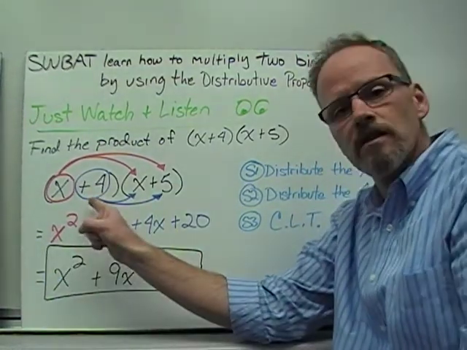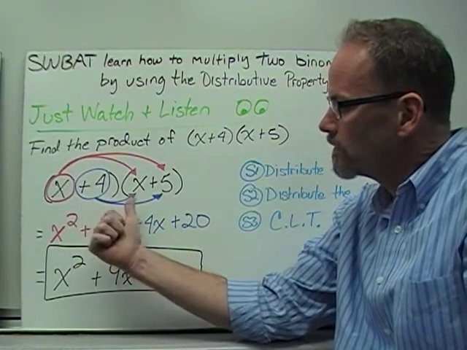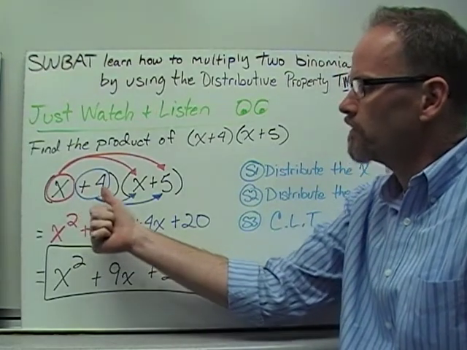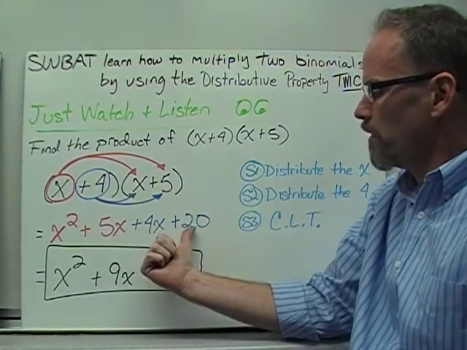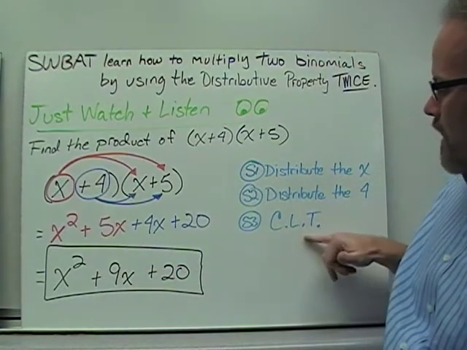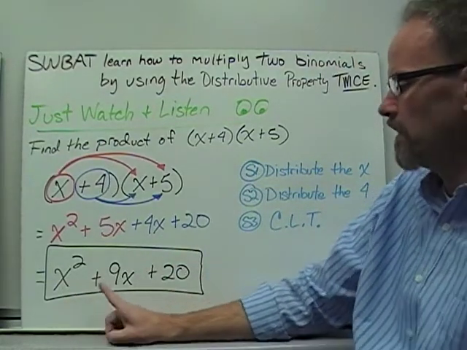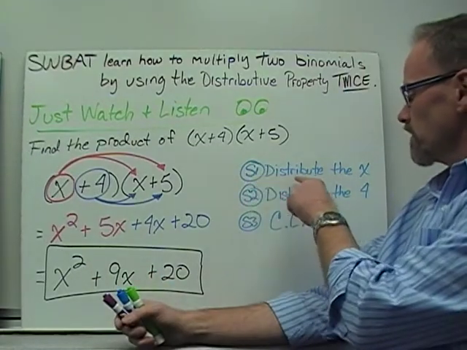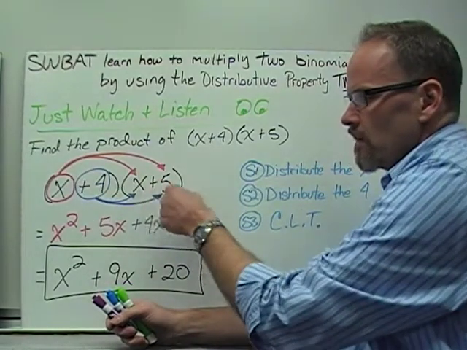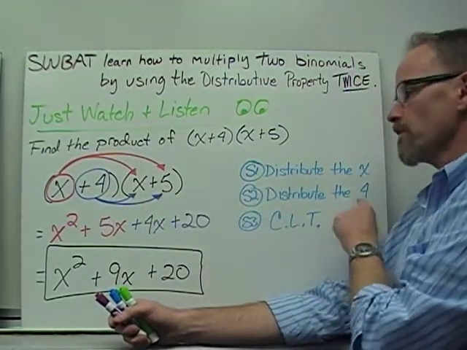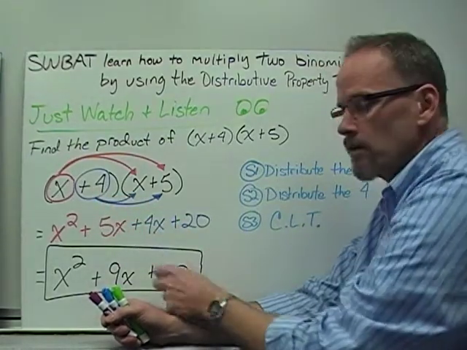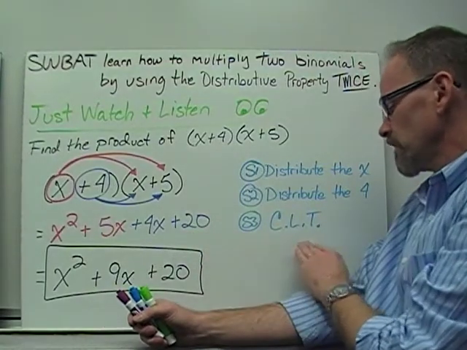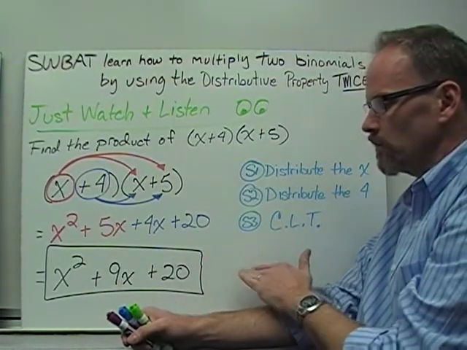Now we're going to take the next term inside. A positive 4 times a positive x is a positive 4x. And then positive 4 times a positive 5 gives us a positive 20. Combine like terms: x squared plus 9x plus 20. That's it. That's the answer. So we're just going to distribute the x to this whole quantity. Then we're going to distribute the 4, or whatever our term is for that one, to this whole quantity. So we wrote it out like this.